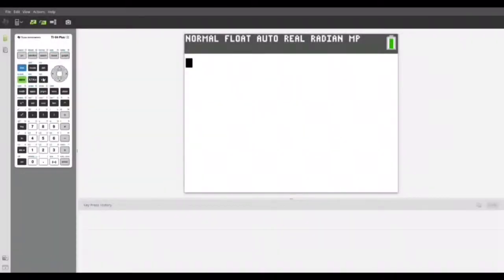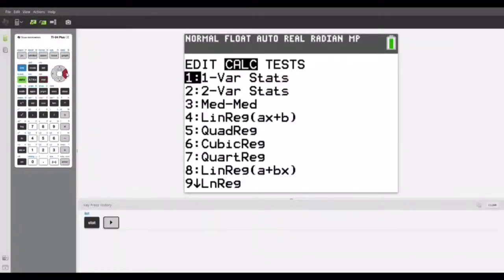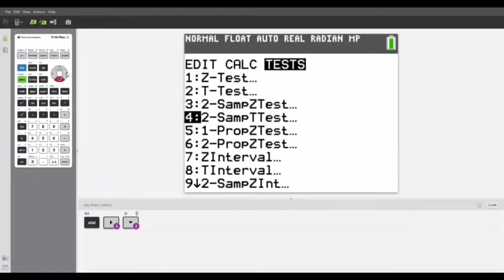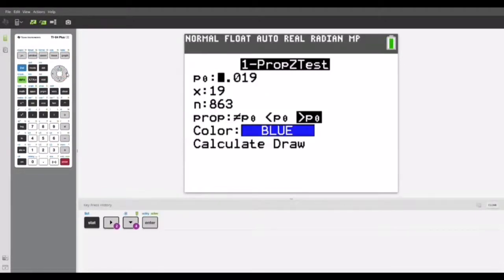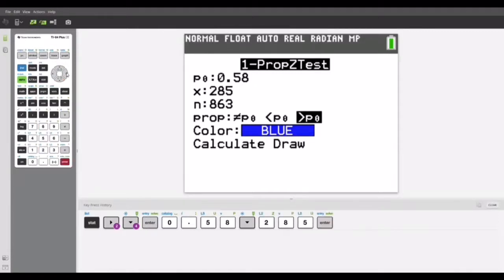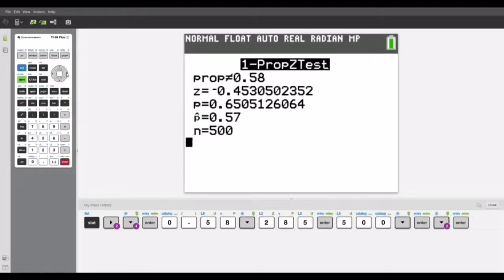We're going to go stat, test, 1 prop z test. Our P naught is going to be 0.58. X is equal to 285. N is equal to 500. Our alternative hypothesis for this problem is not equal to. Go down to calculate, select enter. Again, you get your test statistic and your p-value.